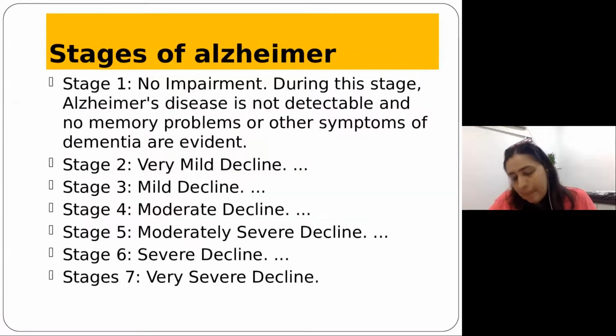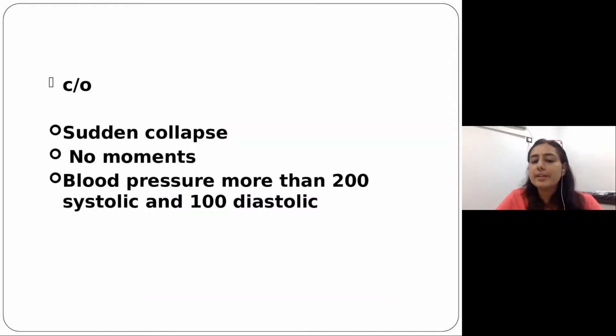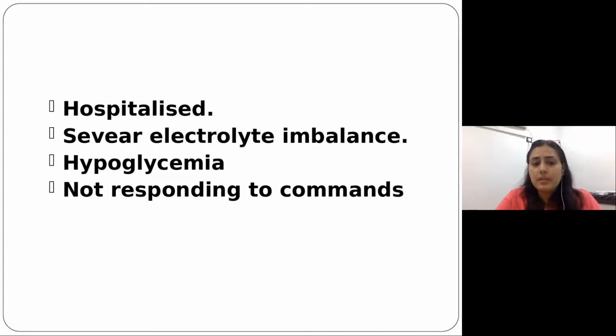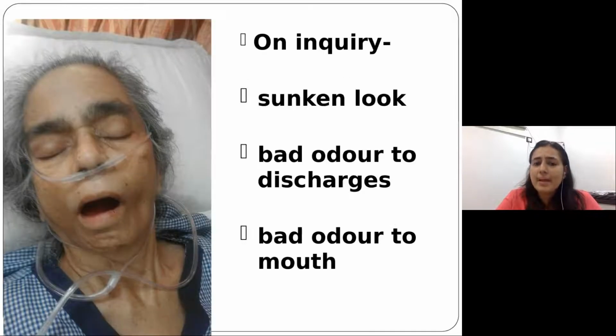The last case with which I end the presentation is a case of Alzheimer's. This female was admitted in hospital and she was in the last state of Alzheimer's, and she had a sudden collapse, no body movements, blood pressure more than 200 systolic and more than 100 diastolic, and she was not responding to any treatment in the hospital. Electrolyte imbalance, hypoglycemia, not responding to any commands. She was getting more drowsy, and she had a gangrene which was wet and very bad smelling. So this was the situation.